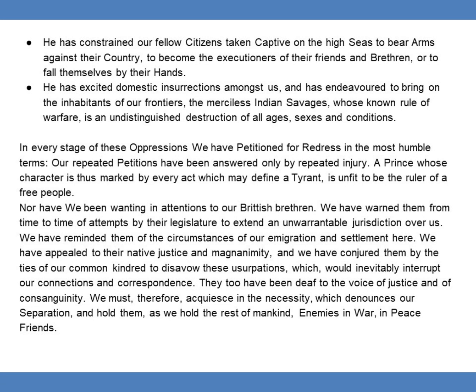Nor have we been wanting in attentions to our British brethren. We have warned them from time to time of attempts by their legislature to extend an unwarrantable jurisdiction over us. We have reminded them of the circumstances of our immigration and settlement here. We've appealed to their native justice and magnanimity, and we have conjured them by the ties of our common kindred to disavow these usurpations, which would inevitably interrupt our connections and correspondence. They too have been deaf to the voice of justice and of consanguinity. We must therefore acquiesce in the necessity which denounces our separation and hold them, as we hold the rest of mankind, enemies in war, in peace friends.